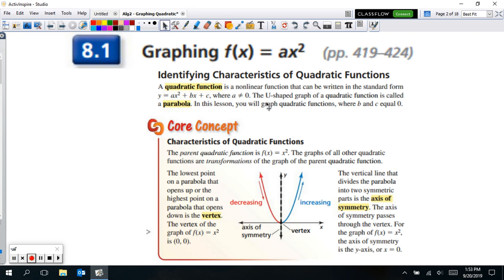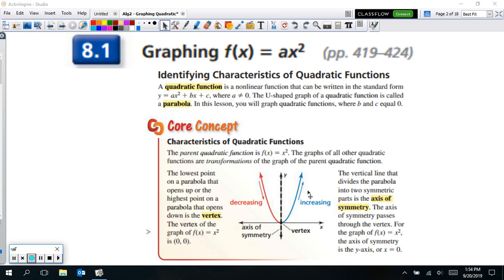And it says right here the graphs are U-shaped. So our absolute value ones were V-shaped. Our linear ones were a straight line. Now these are U-shaped. And the U-shaped ones actually have a special name. They're called a parabola. So we haven't seen a special name really before. A line was just a line, a V-shape was a V-shape, but now the U-shape can be called a parabola.